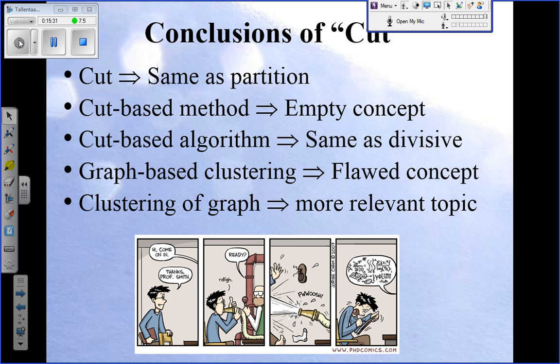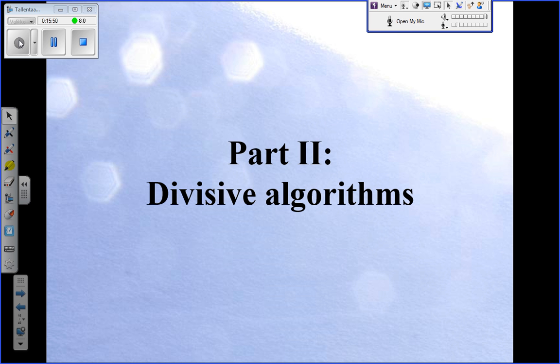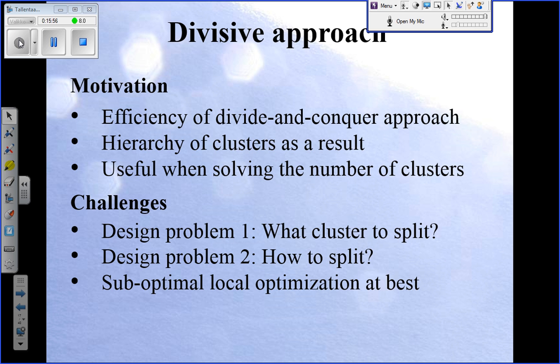So cut is basically the same as partition. Cut-based method, so nothing really new in it, and a cut-based algorithm is the same as divisive. So that's why I'm now going to talk the rest of this about divisive algorithms. I think there's a little bit too much irrelevant stuff here, but let's see about the algorithms then. How to do this divisive algorithm without graph, without any cutting ideas, just do it algorithmically.